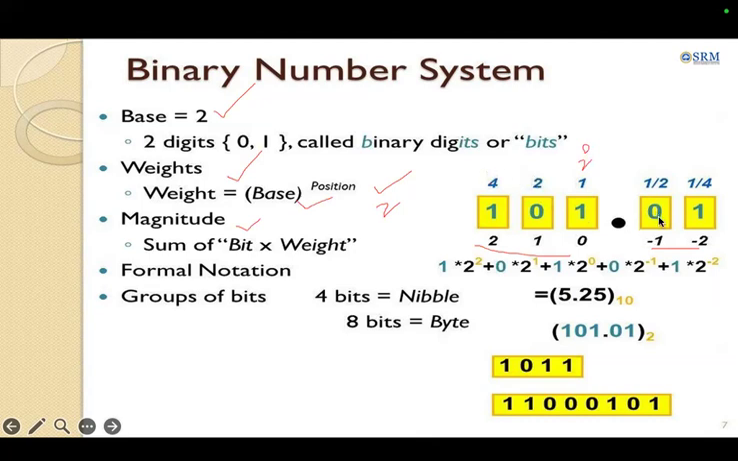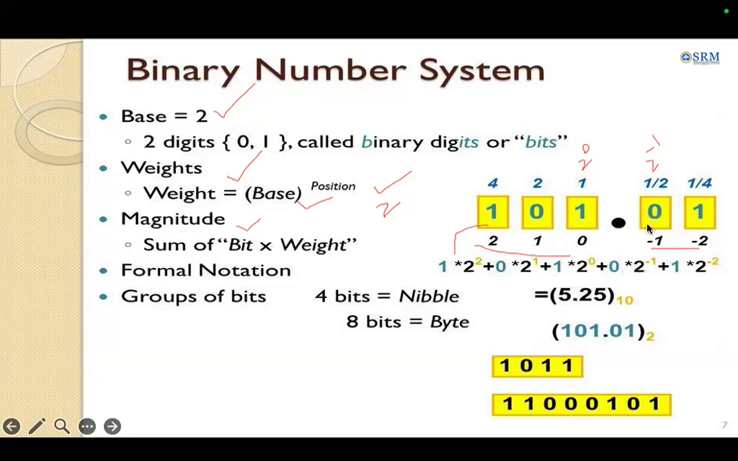And similarly for the fractional part, what is the weightage? 2 power minus 1. It's the same as decimal, only the base should be 2 instead of 10. So this is 2 power minus 1 and this is 2 power minus 2. With respect to this base power position, you should multiply its magnitudes. The magnitude of this particular binary digit is 1, so 1 into 2 power 0, and 0 into 2 power 1, and for 1 it is 1 into 2 power 2, plus its fractional part.